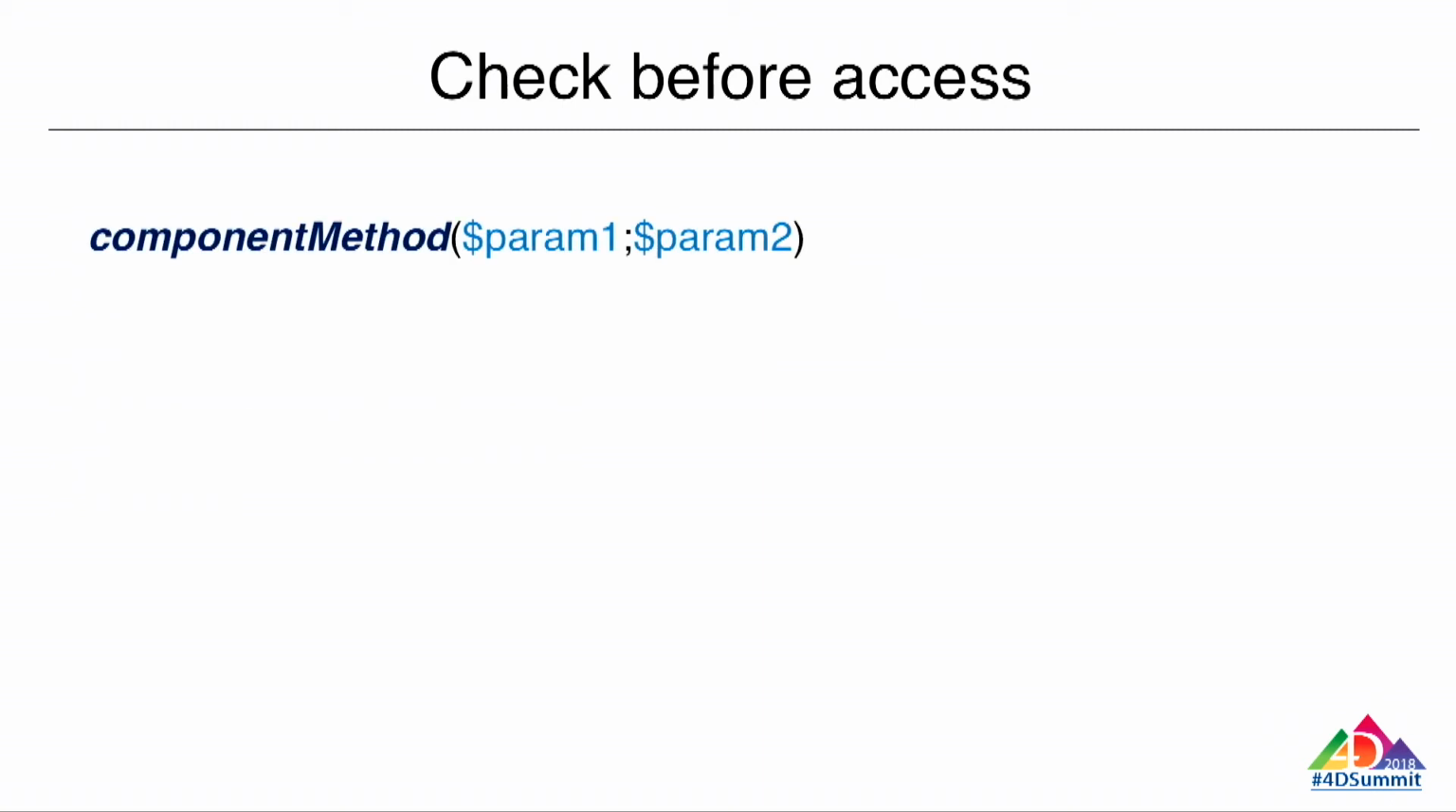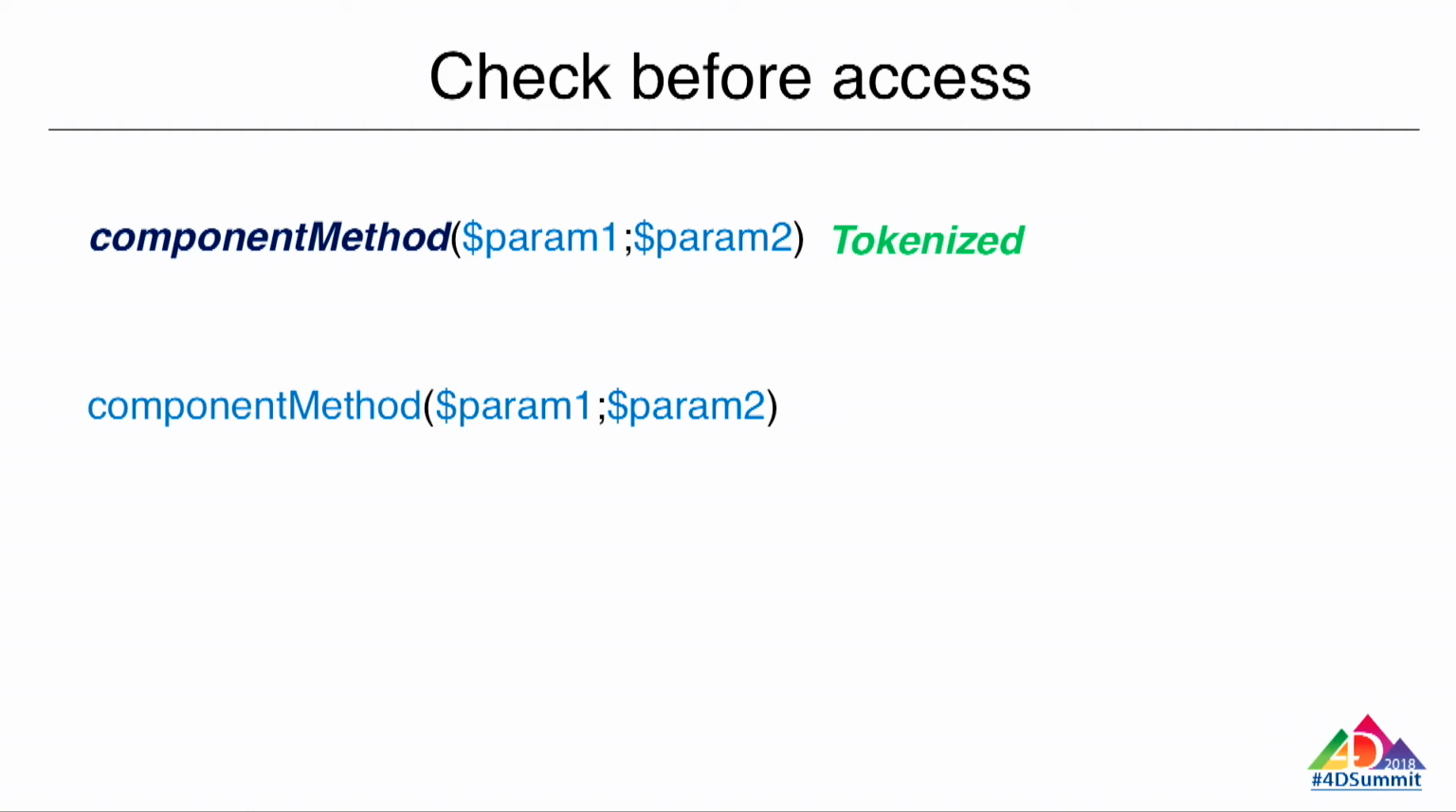Now I'd like to go over components. So in practice, if you put a component in the Components folder next to your structure, you will get something that is tokenized. Now, what if you have no components in there and you try to call that command? Well, it's not tokenized at all.